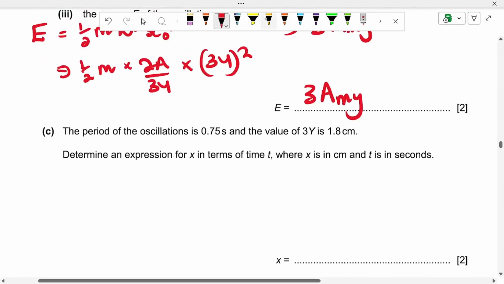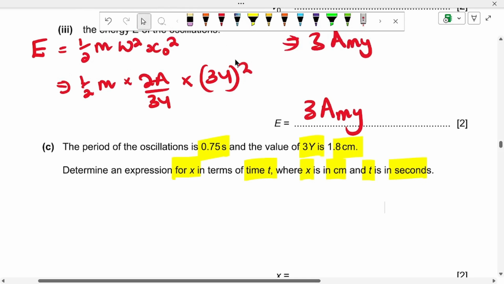The period of oscillations is 0.75 seconds, and the value of 3y is 1.8. Determine an expression for x in terms of time t, where x is in centimeters and t is in seconds. Okay, so let's think about this. I have x, I have t. I want to find the relationship between these two things. So essentially, if I look at this, I'm like, x and t, what equation comes to mind? Oh, x is equal to x naught sine omega t.